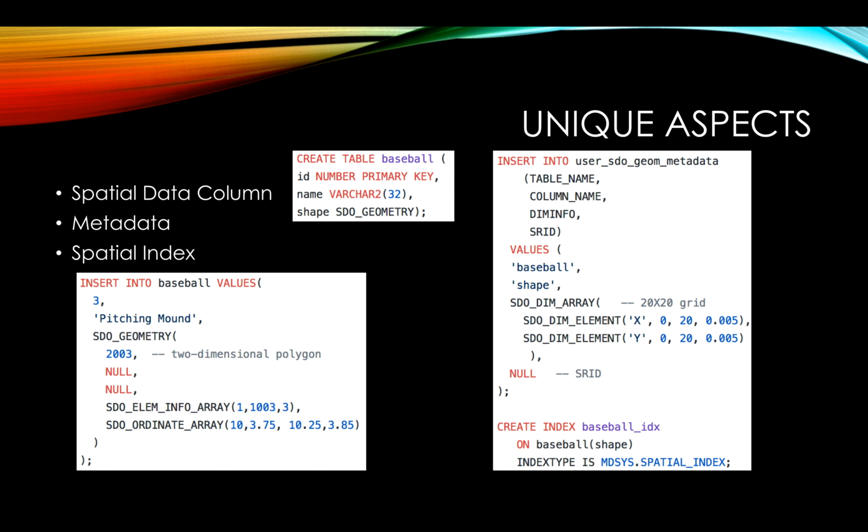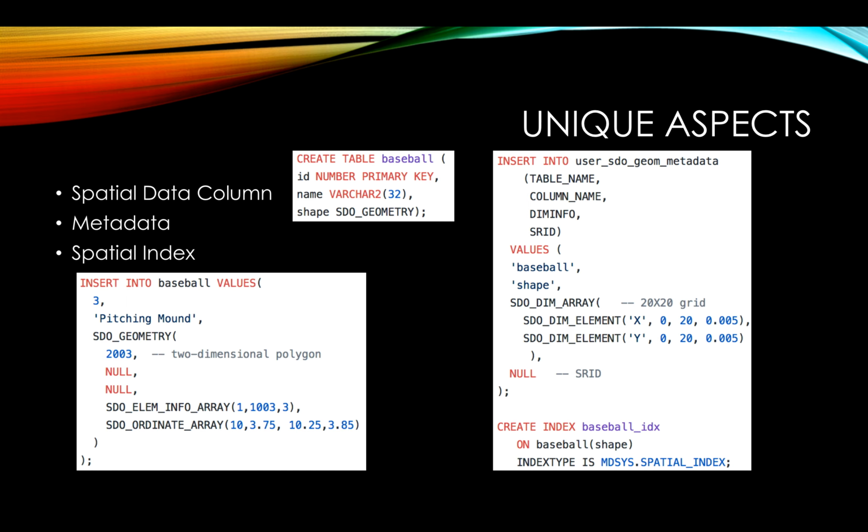And if you look in the picture on the bottom left, the entry there is the pitching mound, and its SDO geometry contents within its object is that it's a two-dimensional polygon. It contains null values for both the SRID and the point type. It's SDO ELEM INFO array. This is all the information about the shape of the object and whether or not it has objects within it. So 1003 represents that it's an exterior object, so there's nothing on the outside of it. And the 3 represents that it is a rectangle.